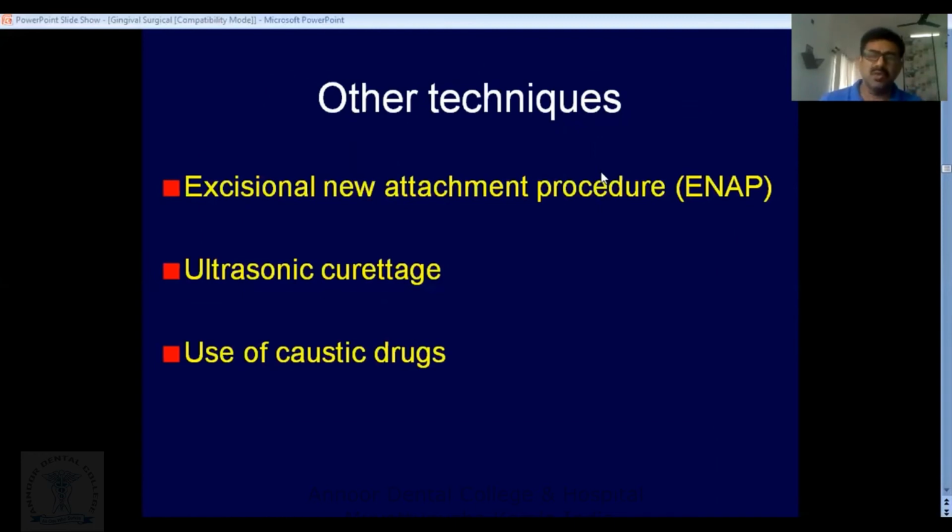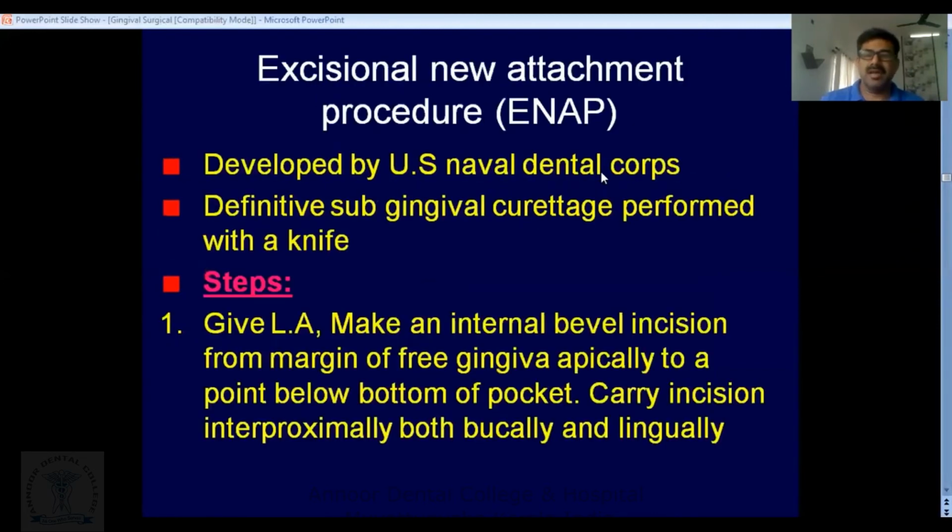Nowadays, you can even use laser for doing curettage by a procedure called LANAP, laser assisted new attachment procedure. So what is ENAP, or excisional new attachment procedure? As I told you before, it is developed by the US Naval Dental Corps, and it is a definitive subgingival curettage which is performed using a periodontal knife.